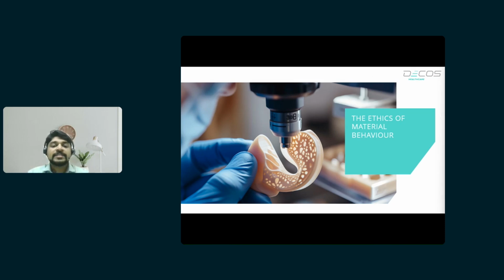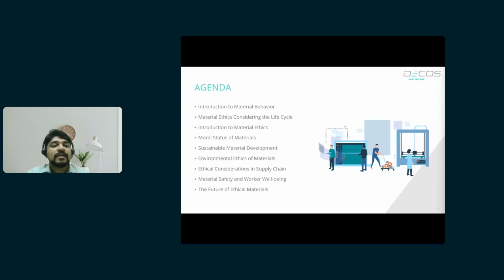All right, let's take a look at the key points covering today's topic. Here is the agenda. During this webinar, we will look at material behavior and ethics, sustainable development and environmental ethics of materials, ethical considerations in the supply chain, material safety and worker well-being, and finally, the future of ethical materials. At the end, I'll share the details about what services we can offer in this area.